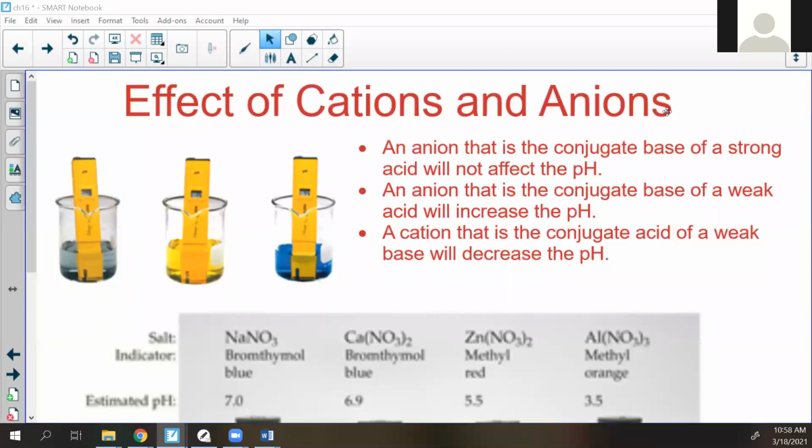But if it's something in a liquid, it will become more concentrated over time. Okay, this is really important.